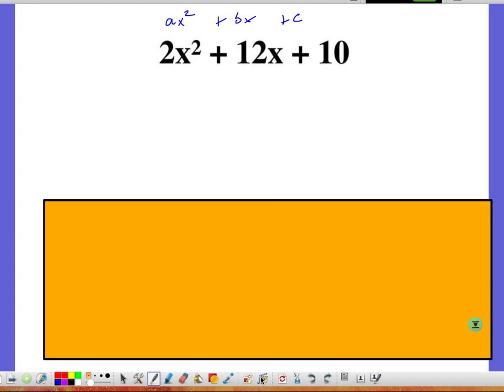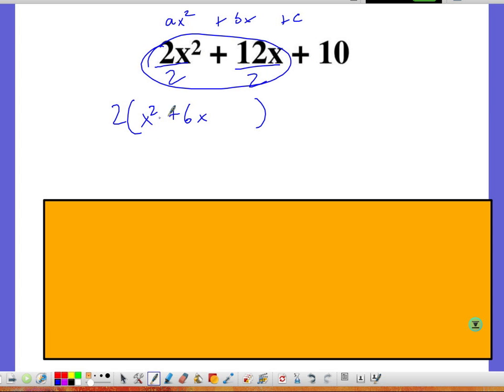First thing that we want to do is we want to just get x squared. So I have to divide the first two terms by 2. So 2 goes on my outside. 2x squared divided by 2 is going to be just x squared. 12x divided by 2, well, that's going to be 6x. And then, since I only divided the first two terms by 2, whatever result I get goes inside the parentheses. This 10, I'm just going to put outside the parentheses.